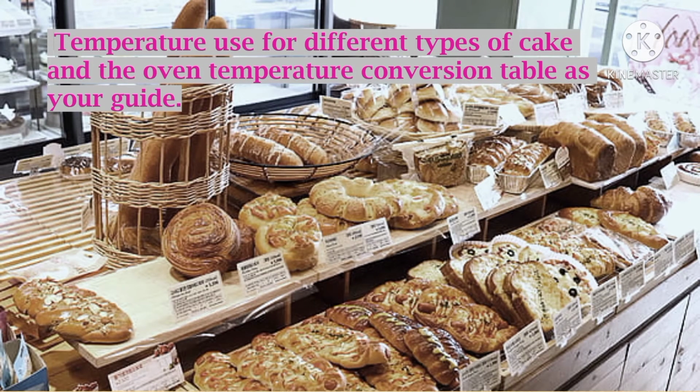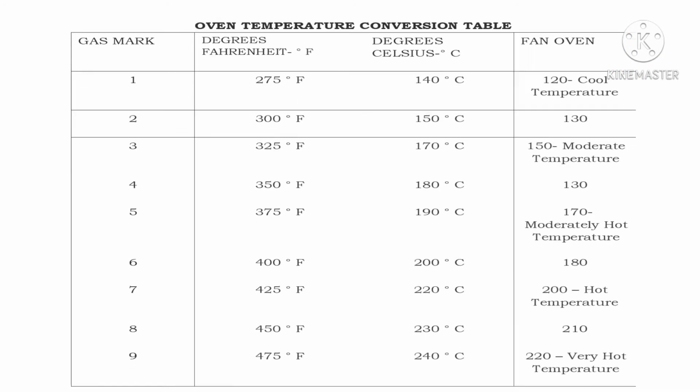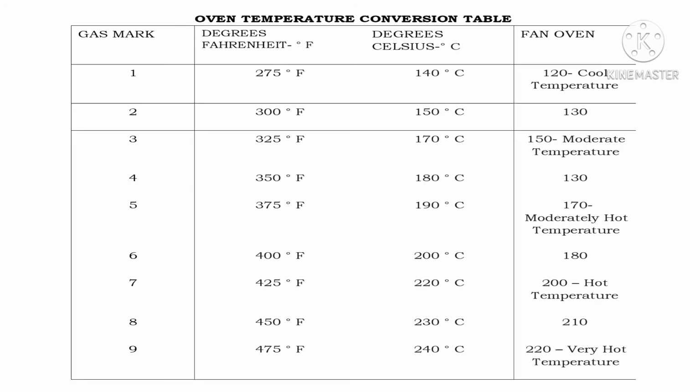Temperature used for different types of cake, and the oven temperature conversion table as your guide. At the first column, these are the types of cake. The second column, the temperature in Fahrenheit. The third column, the temperature in Celsius degree. And the fourth column is the minutes of cooking time. Oven temperature conversion table: gas mark, degree Fahrenheit, degree Celsius, fan oven.